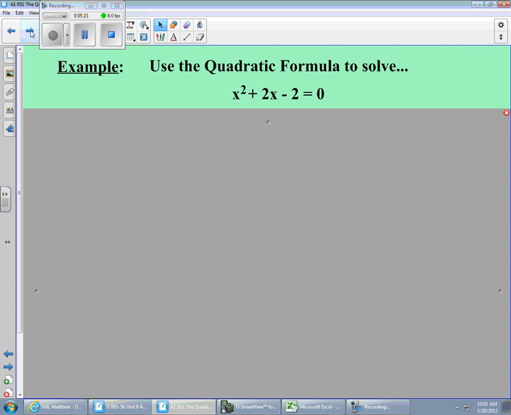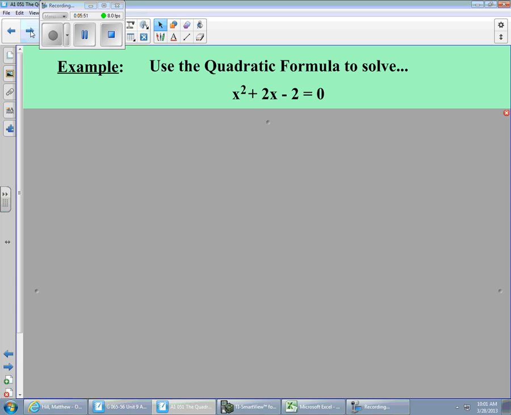Okay, here is a basic quadratic equation. X squared plus 2x minus 2 equals 0. Now, I didn't really say it on the last slide, but I'll say it now. Okay, you notice how everything in this equation is on one side of the equal sign. Okay, that's important. The quadratic equation is going to need that.